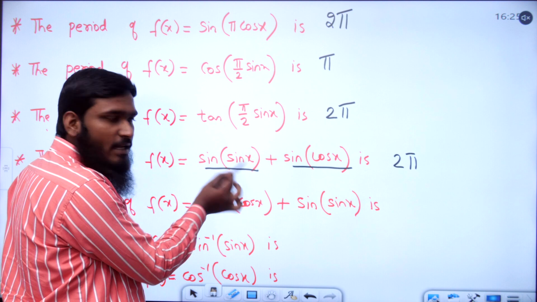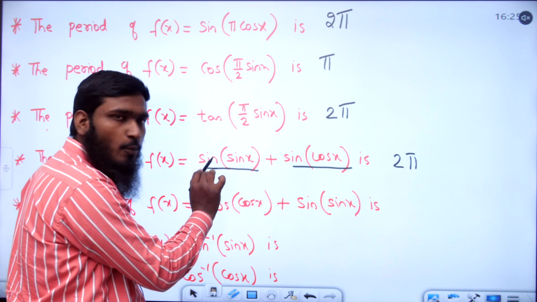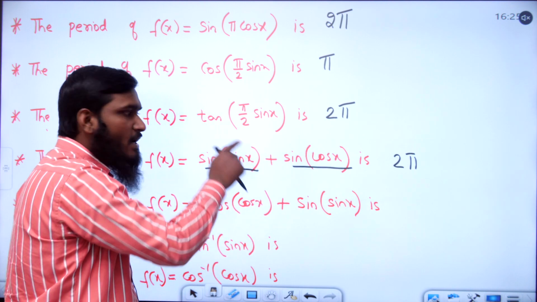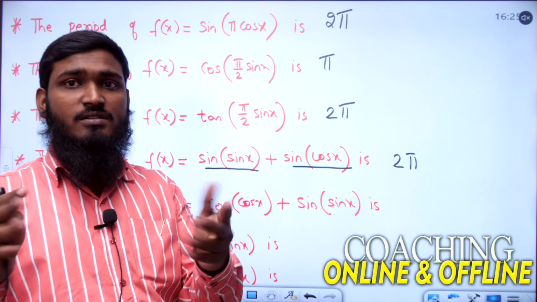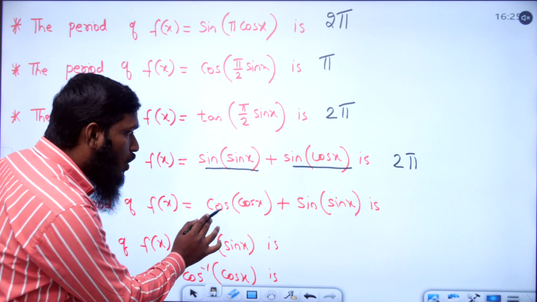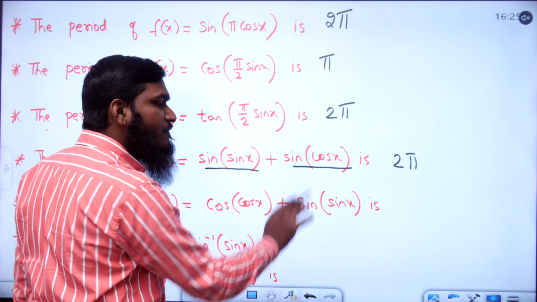Sine of sin x we have now. Sine of sin x means what is the answer for this part? 2 pi. What is the answer for this function? 2 pi. The answer is the same, so we write the same answer. No need to add or subtract here. Okay. Now next part, cos of cos x we have. Sine of sin x we have.